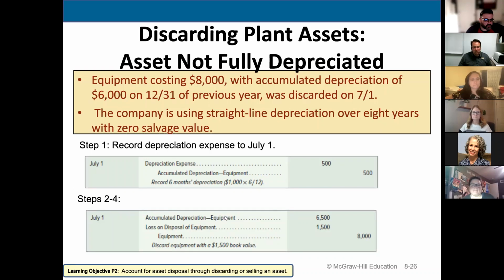So I always do my accumulated depreciation debit and my asset credit, and then I look for the difference. And if it's on the debit side, remember expenses get recorded on the debit side, that's going to be a loss. If the difference happens to be on the credit side, then that's going to be a gain.